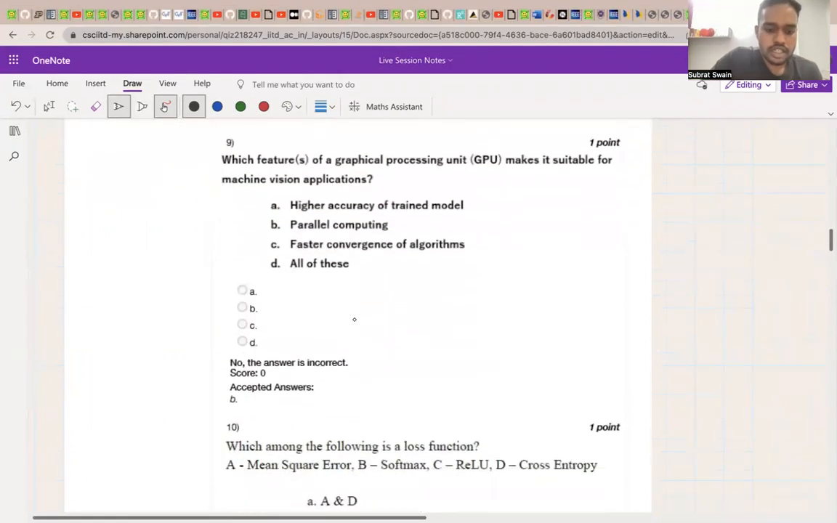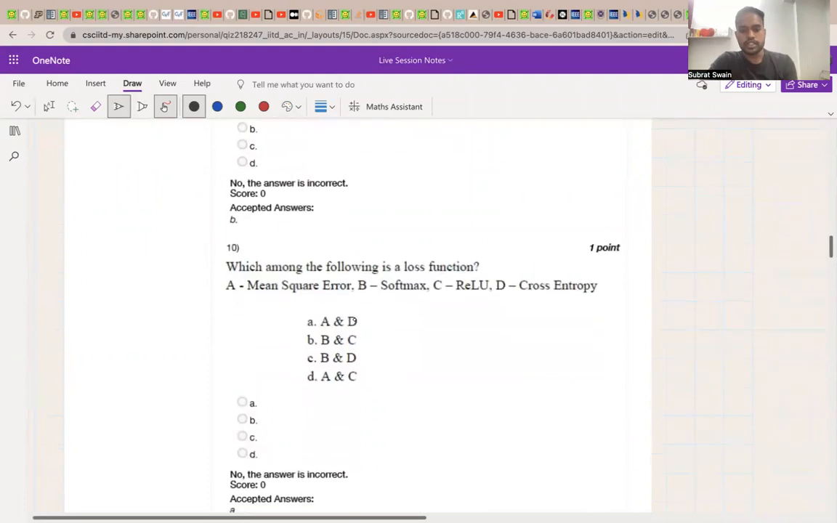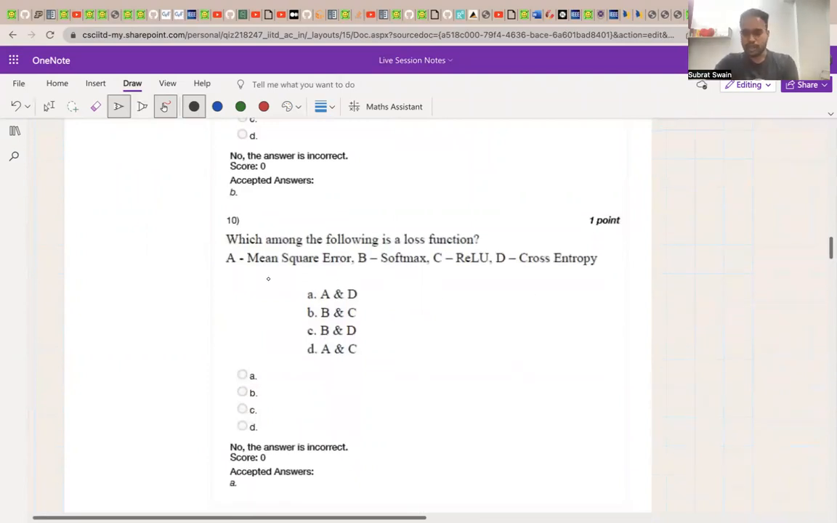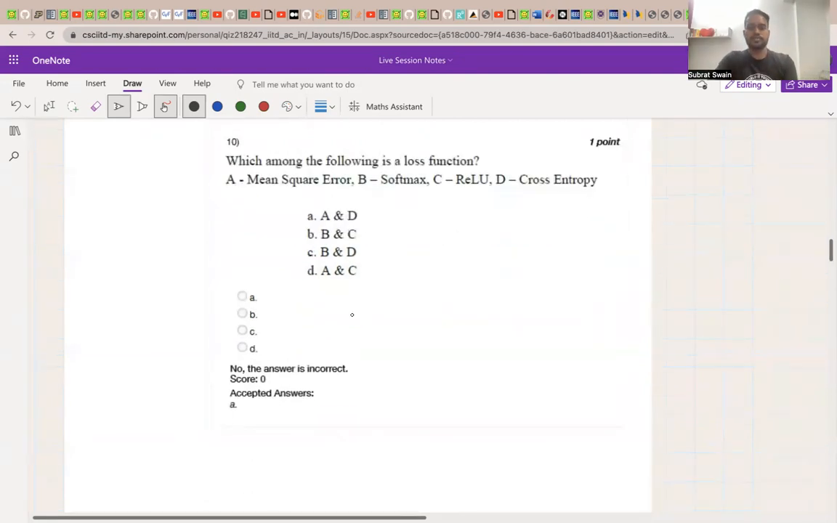The last question: which of the following is a loss function? Softmax and ReLU are activation functions, and mean square error and cross entropy are examples of loss functions. I have talked about mean square error, or you can say simple difference. I haven't talked about cross entropy; I'll talk about it in the next class. So the answer will be A and D, which is option A.